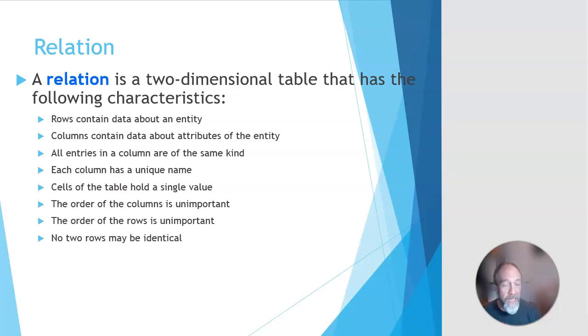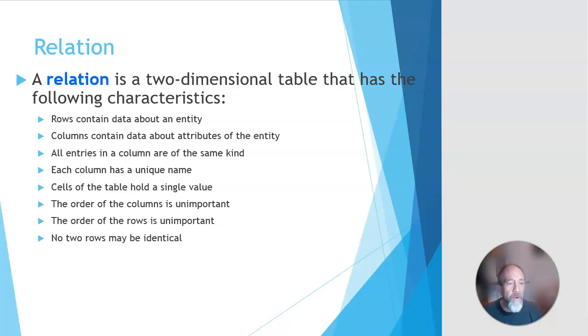Entries in each column are of the same thing or the same kind of thing. Like when you say phone number, it's just the phone number. Columns have unique names. They have to have unique names in entity relationship databases. That's kind of important because you need to be able to describe specifically what is in that cell, what that entire column means.